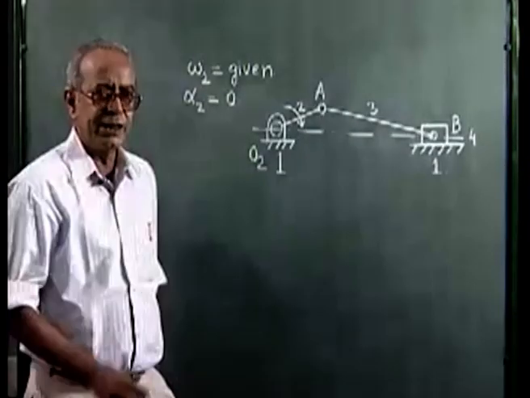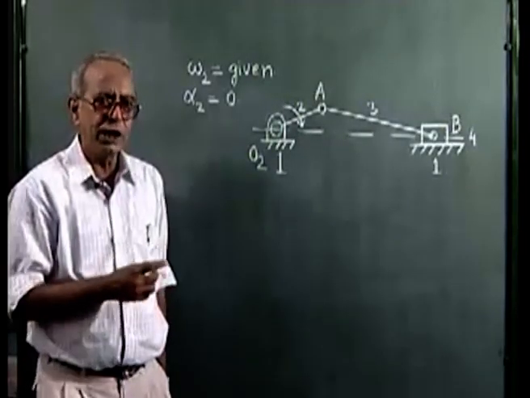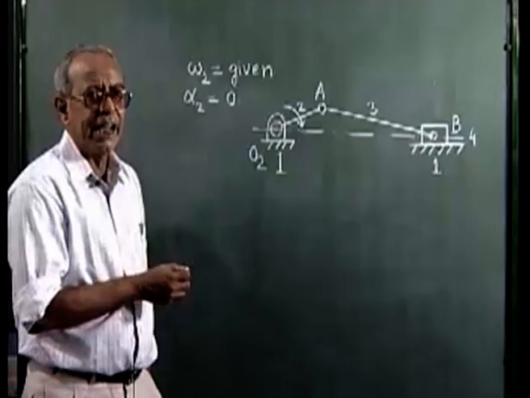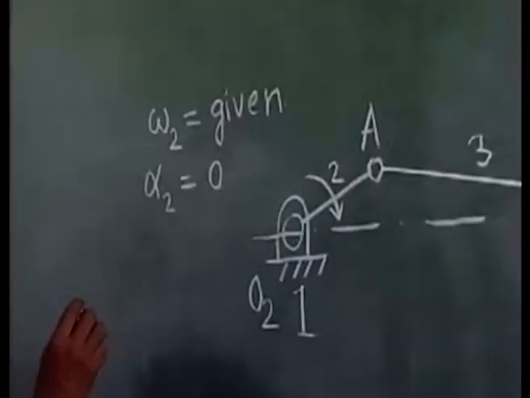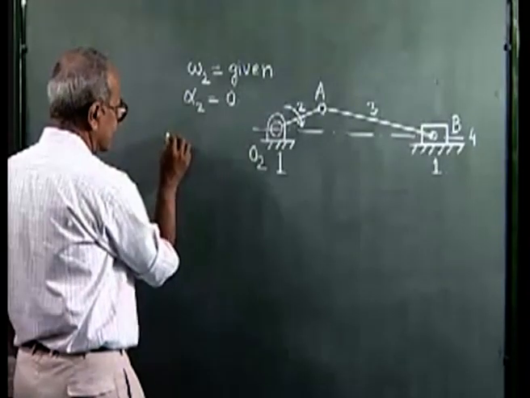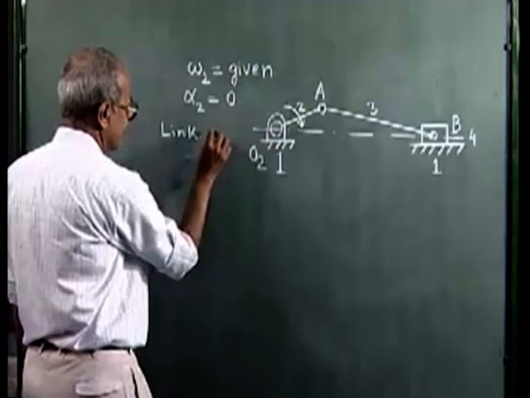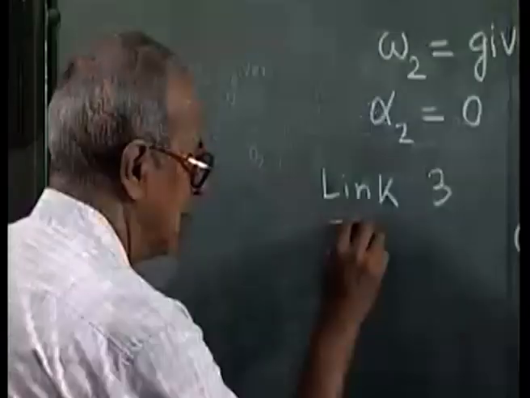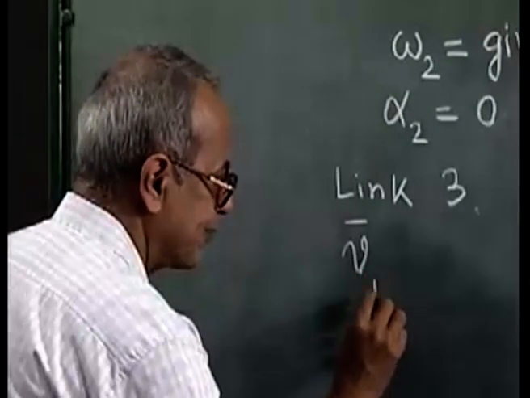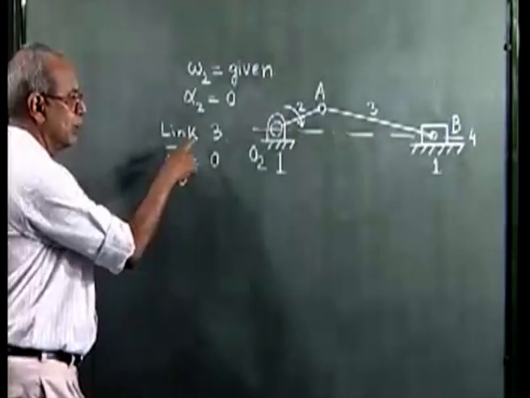The question that is posed: at this configuration, find the point on the connecting rod that has 0 velocity. So the question is, find a point on the connecting rod, that is link 3, which has 0 velocity. Let me call that point D. So VD is 0 and D is a point on link 3.